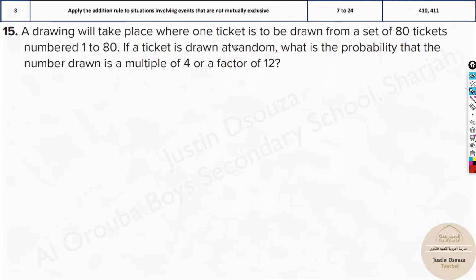A drawing will take place where one ticket is to be drawn from a set of 80 tickets numbered from 1 to 80. If a ticket is drawn at random, what is the probability that the number drawn is a multiple of 4 or a factor of 12? So we need to find how many multiples of 4 are there, factors of 12, and then check whether there are any common terms for both. And then we can write the probability. First I'll start with multiples of 4. It is 4, 8, 12, 16, and it keeps on going. You can write 72, 76, and 80.